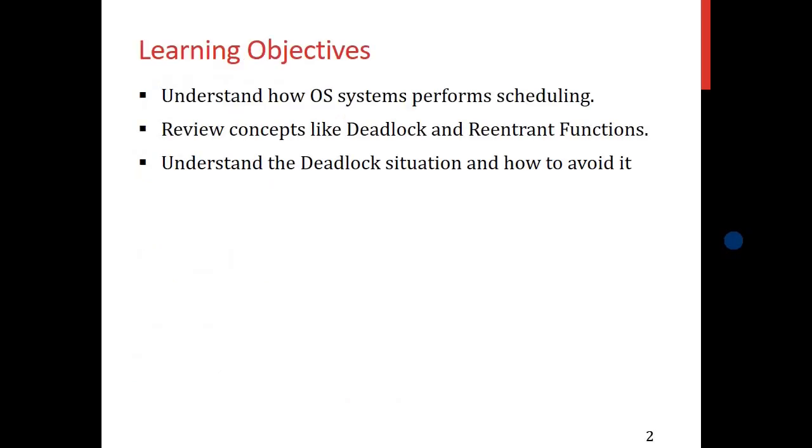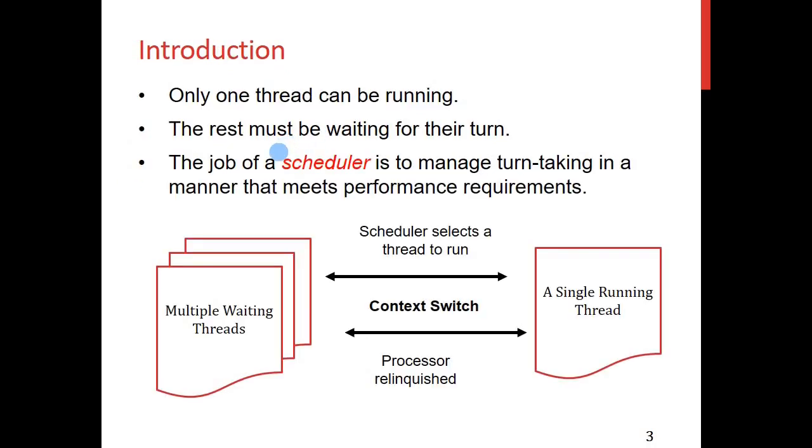In this chapter, we're going to be learning three main objectives. Firstly, we're going to understand how an operating system performs scheduling. We're going to review important concepts like deadlocks and re-entrant functions, and understand how we can actually avoid a deadlock situation.